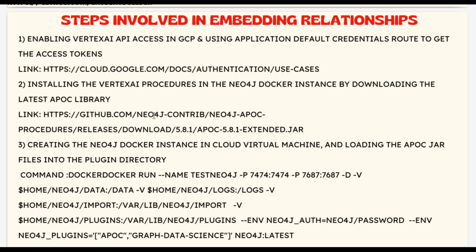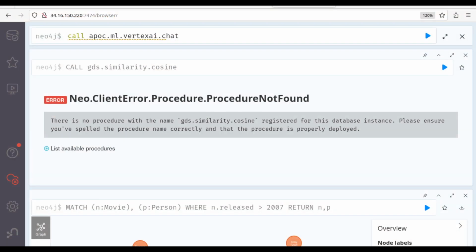Once you have downloaded this particular jar file, you have to move it to the plugins directory inside the Docker. I'll show you how to do that in a couple of minutes. After that, you have to create the Docker and start it. Now let us go to the browser and start working on creating the Docker.